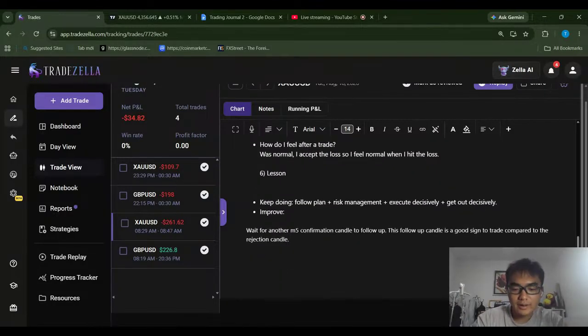This is the first lead I have. Secondly, this is the first one. The second one is price to the previous daily high.